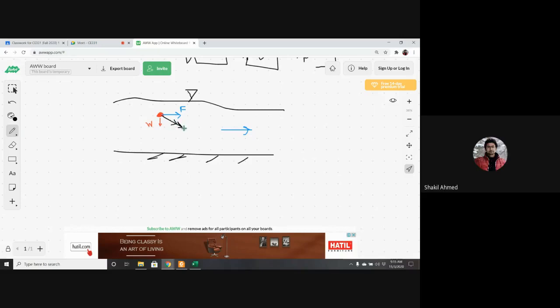That means the particle will move in this direction, not in the other directions. And since it moves in this direction, at a time it will fall down. Am I right? Yes, sir. This is called sedimentation.